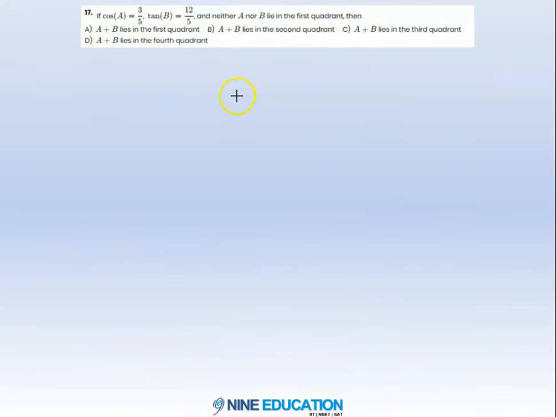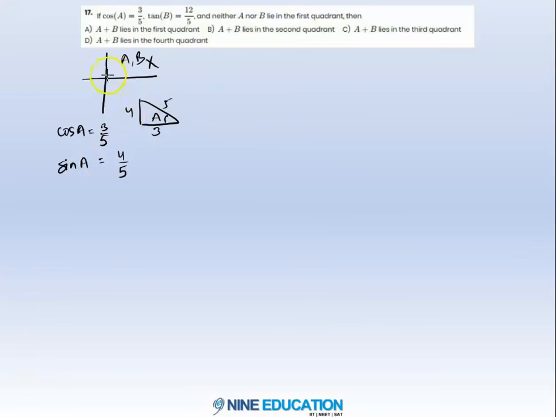Number 17 is: if cos A is equal to 3 by 5 and tan B is equal to 12 by 5, and neither A nor B lie in the first quadrant, then we have been given several options. Since A and B are not in the first quadrant, let us try to get some values from cos A equal to 3 by 5. If I want to write sine A, if this is the angle A, this is 3, this is 5, this will become 4. So sine A is nothing but 4 by 5. The chance is that sine A can be plus 4 by 5 or minus 4 by 5, correct?